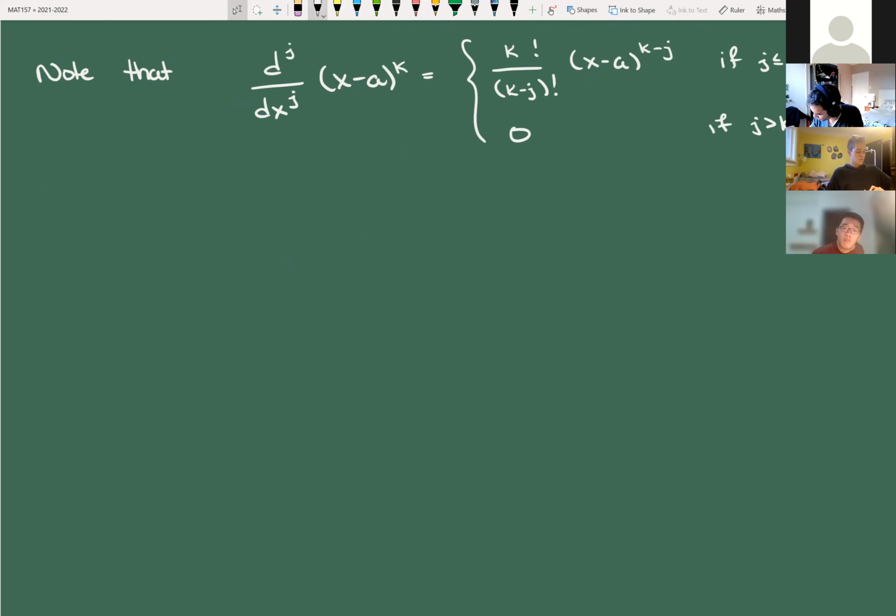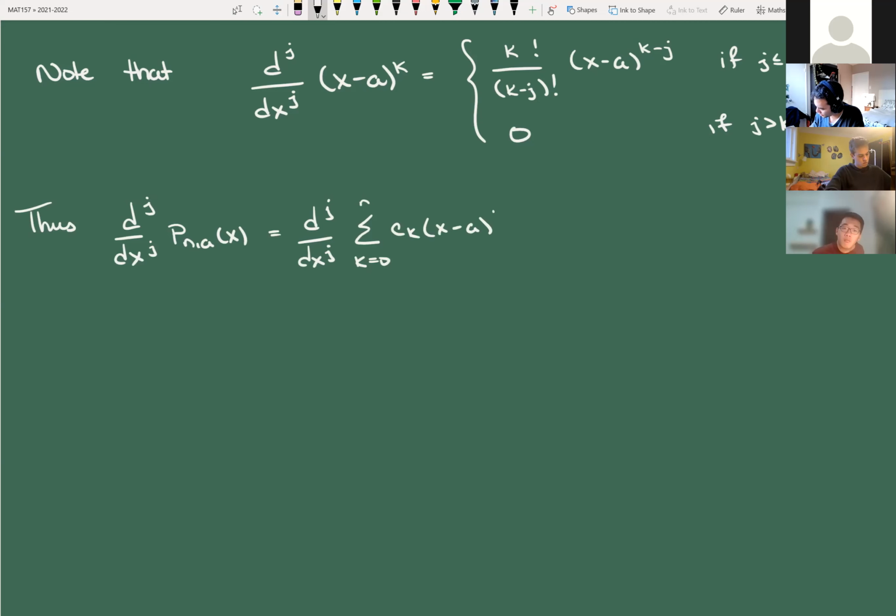All right, so thus, when I take the jth derivative of p_{n,a} of x, that is the jth derivative of the sum from k equals 0. This is why I wanted to use k here, because I think I originally wrote out the polynomial as being indexed in k. So that's why I wanted the jth derivative of (x minus a)^k. Okay, so this is a finite sum, so we can just take the derivative inside, because the derivative of the sum is the sum of the derivatives. There's nothing crazy there.